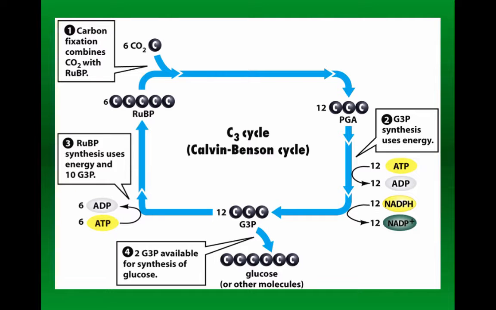All right, so what do we do? We hook carbons onto RuBP, we make some PGA, we restructure PGA into G3P, and we pull out 2 of those to make glucose. 2 3-carbon G3Ps gives us C6H12O6. We've got 10 of these left, we spend some energy, and we get back to the beginning. That's the Calvin cycle.